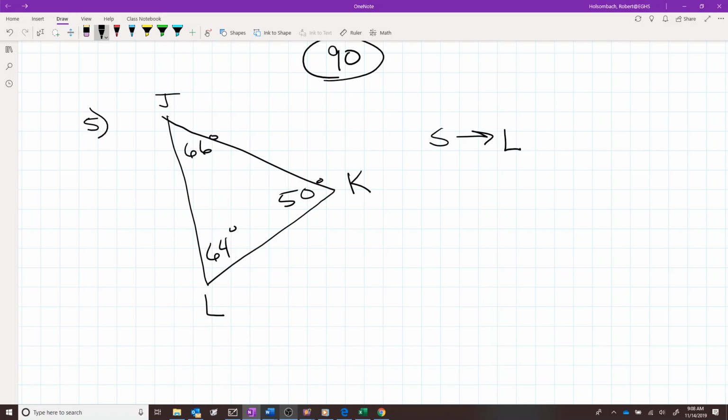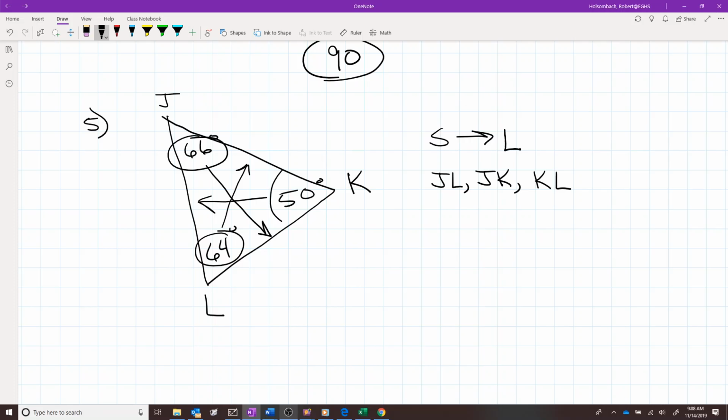So your smallest side is going to be opposite the smallest angle. So your smallest angle is 50 degrees. The side opposite that is JL. Your next largest angle is 64 degrees. The side opposite it is JK. The largest angle is 66, and the side opposite of it is K to L.